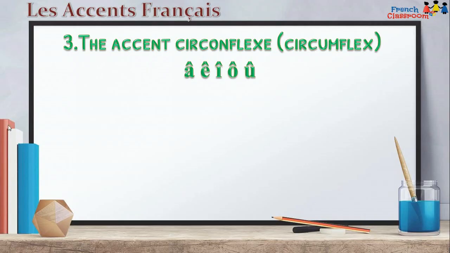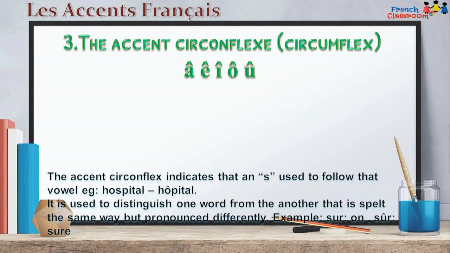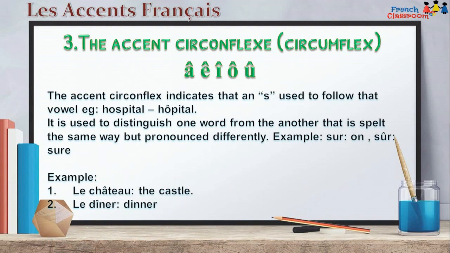The accent circonflexe, also known as the circumflex. It is used on the vowels A, E, I, O, U. The accent circumflex indicates that an S used to follow that vowel. For example, hospital. Here, the S is following the vowel. So we need to drop the S and add the circumflex on the O. And the word will be pronounced as hôpital.